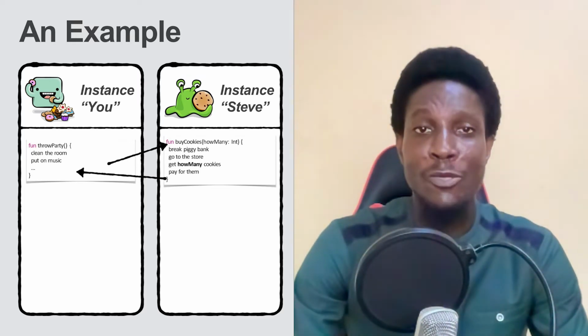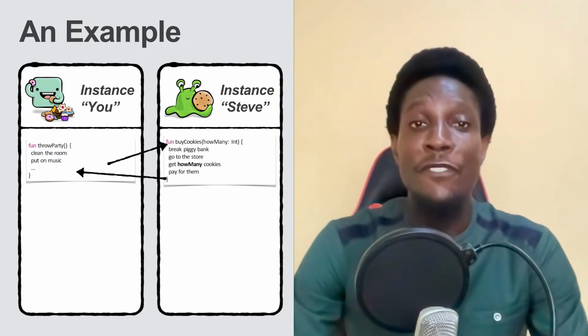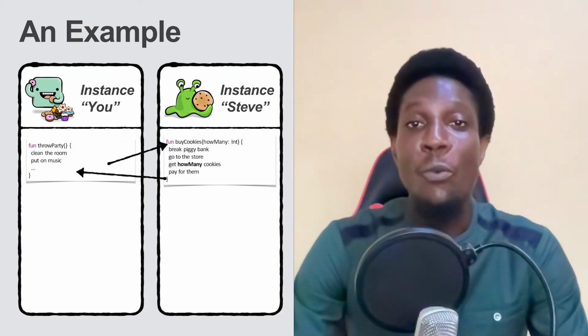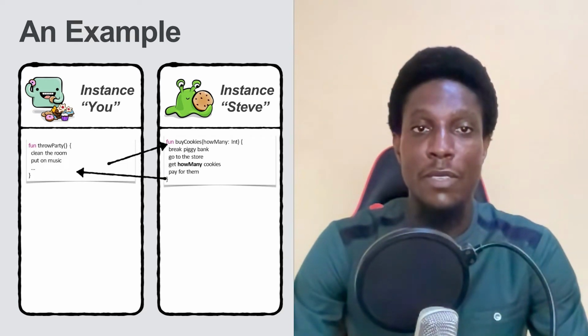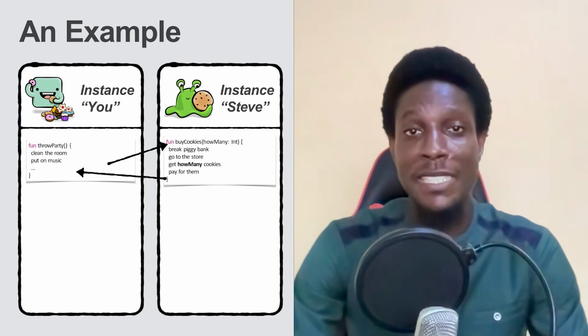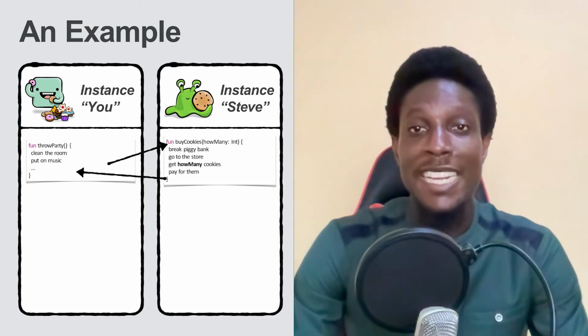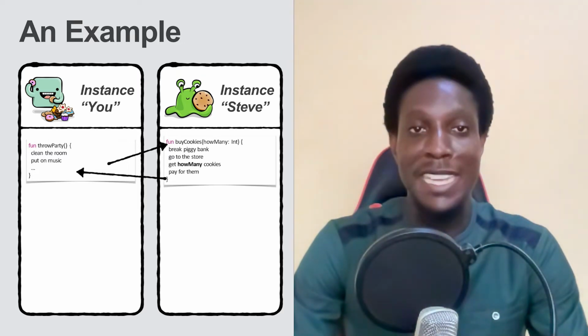The processor now switches its attention to the object Steve and executes the commands from his buy_cookies method, one by one from top to bottom. When the buy_cookies method is done, the computer returns to your throw_party function and continues where you left off, so you and your friends can eat the cookies Steve brought back with him.